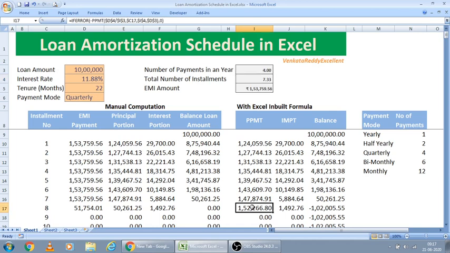If you see the PPMT formula, it is showing the full installment here, 153,759, even in the 1/3 installment. Due to that, it looks like we are paying some excess amount to the banker. To avoid this error in Excel, what I am doing now is recreating the logic behind this IPMT and PPMT formula by using a manual formula here.